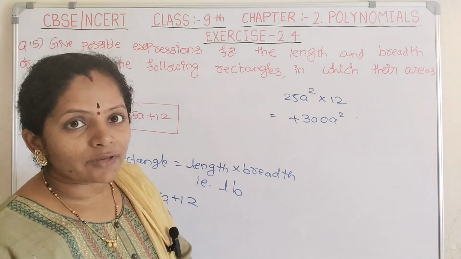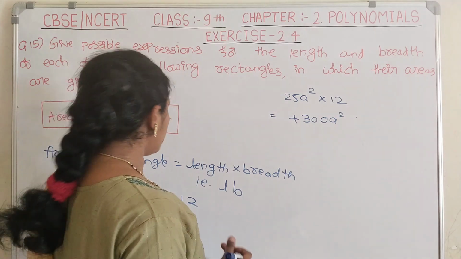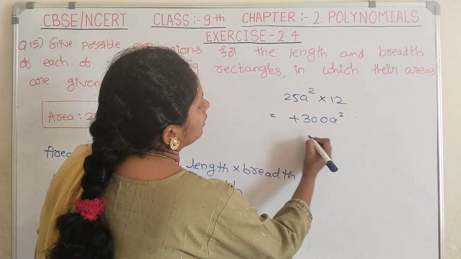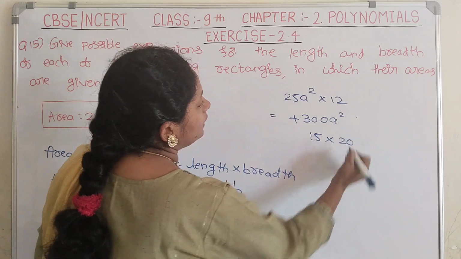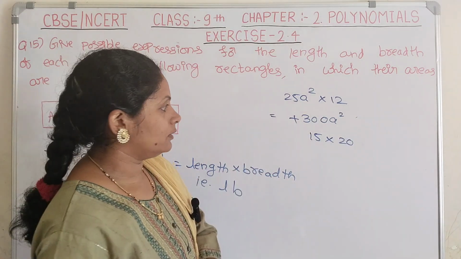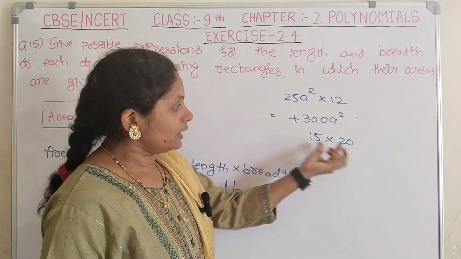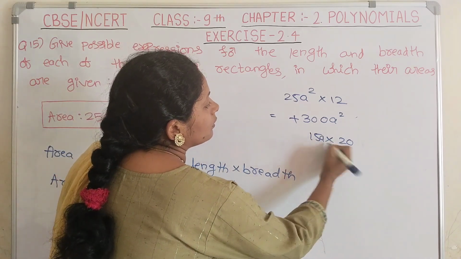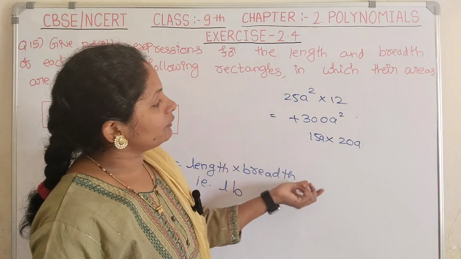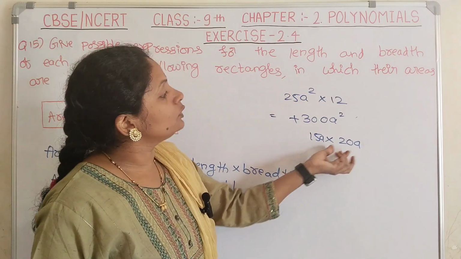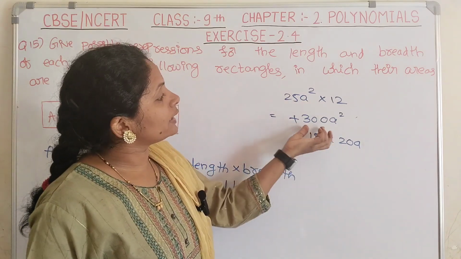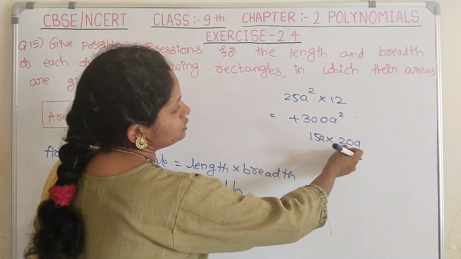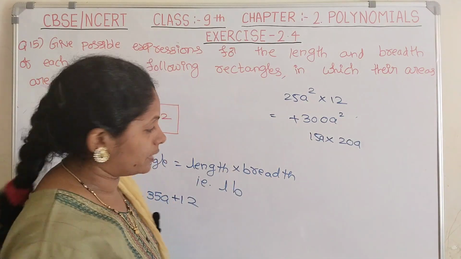What are the factors of 300? Many factors are there. The middle term is 35. 15 into 20 gives us 300. So 15 into 20 can be written as 15a into 20a, because we should get 300a square after multiplication of this. So 15a into 20a we will get the 300a square.